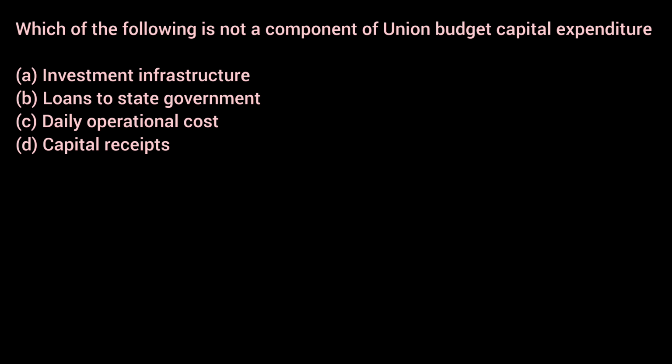Which of the following is not a component of Union Budget capital expenditure? Option A, investment in infrastructure. Option B, loans to state governments. Option C, daily operational cost. Option D, capital receipts. Here the correct option is option C, that is daily operational cost.